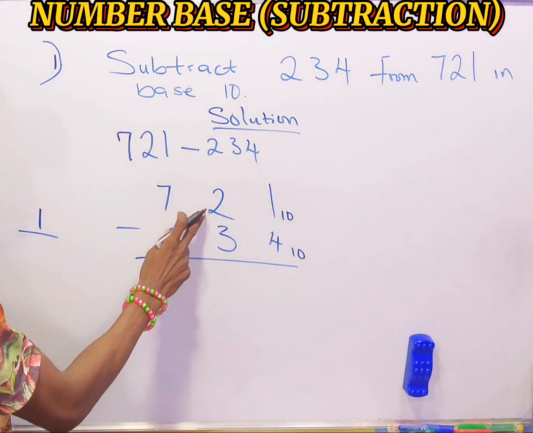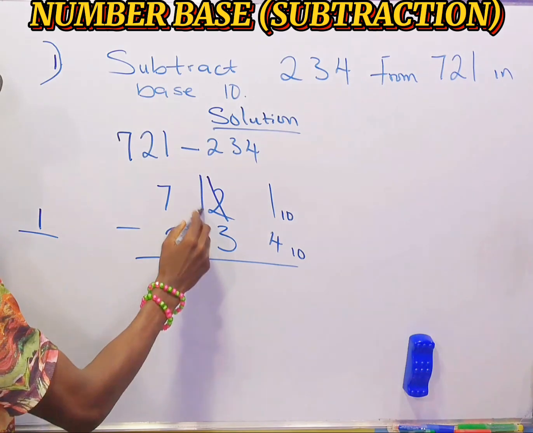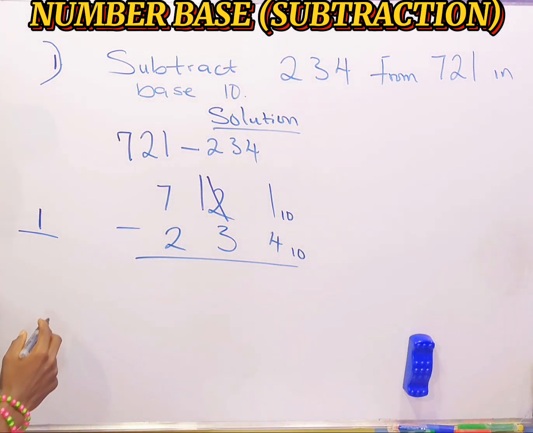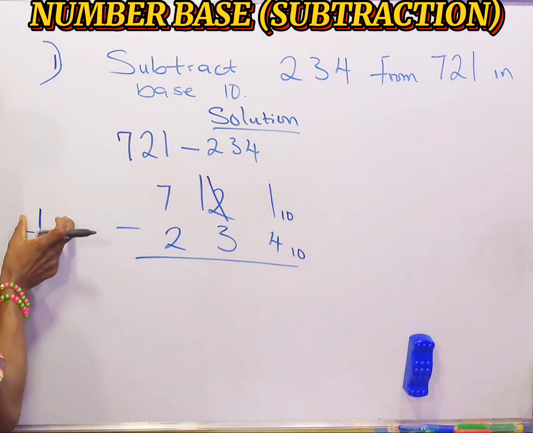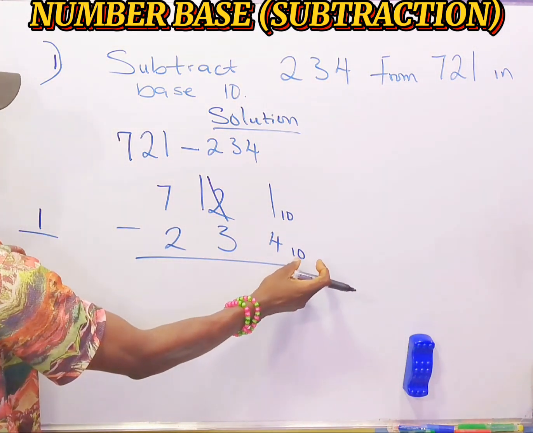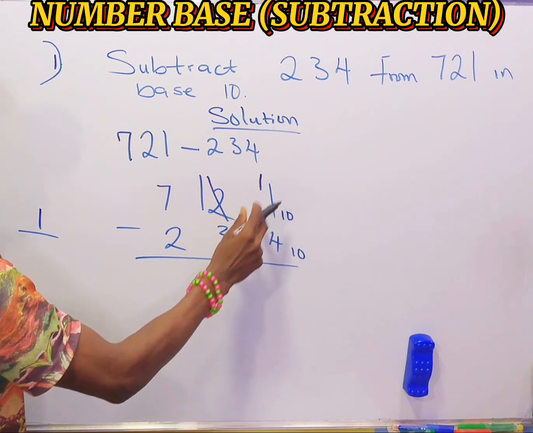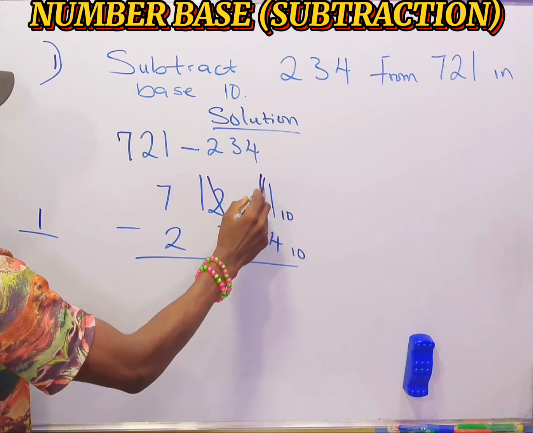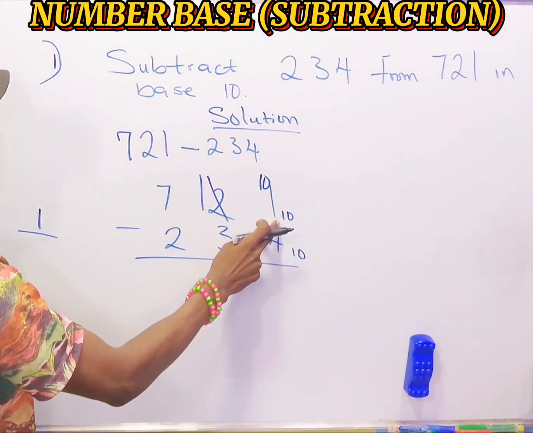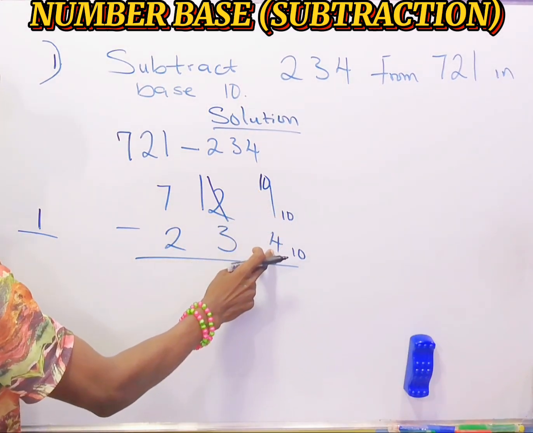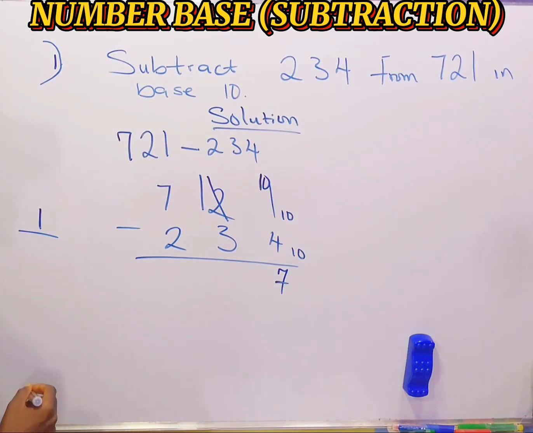Now, we'll borrow 1 from 2. 2 becomes 1. Since 2 is becoming 1, the 1 we are taking from 2 is in the form of 10 because we are dealing with number base 10. So we are not adding 1 to 1, rather we are adding 10 to 1. Now we have 10 plus 1, which is 11. 11 minus 4 gives us 7.